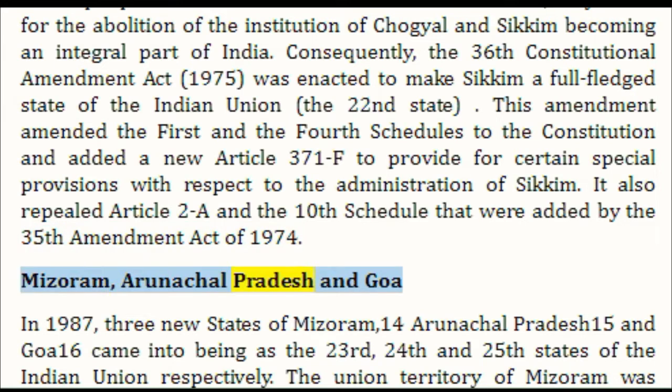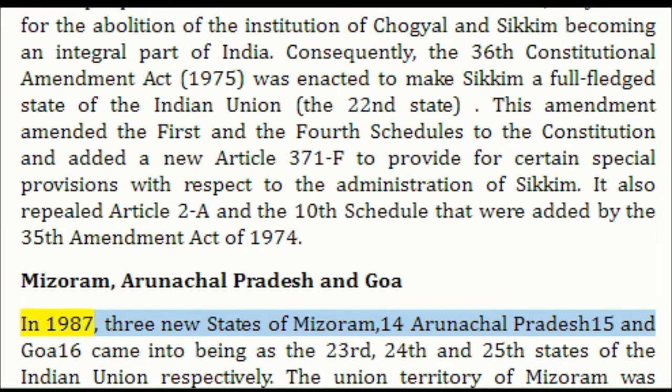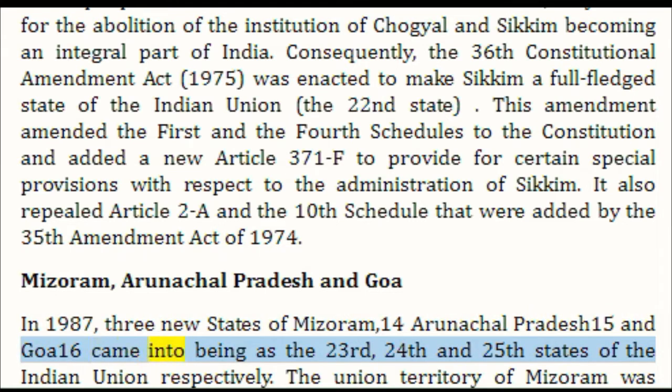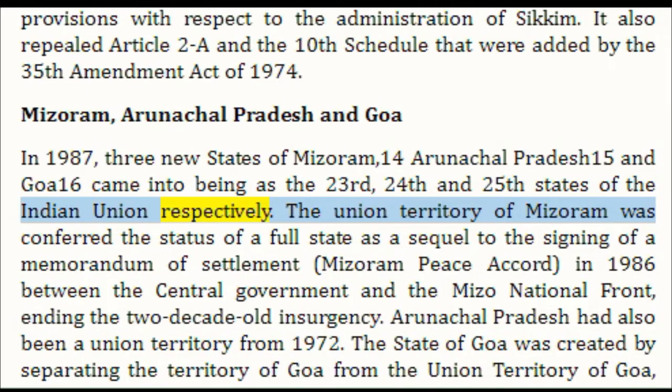Mizoram, Arunachal Pradesh and Goa. In 1987, three new states of Mizoram, Arunachal Pradesh, and Goa came into being as the 23rd, 24th, and 25th states of the Indian Union respectively.